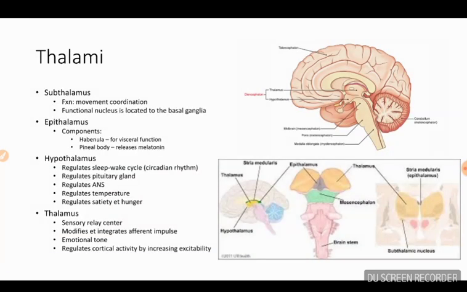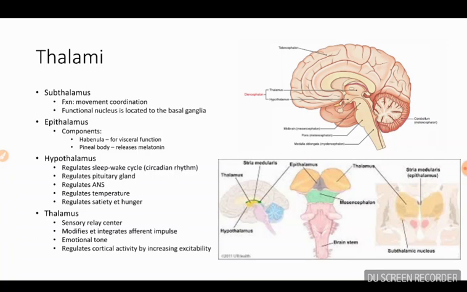Let's go now to the diencephalon or the thalami. First part is your subthalamus. Its main function is for movement coordination. Its functional nuclei is located at the basal ganglia. You have epithalamus. Your epithalamus has two parts. You have your habenula, which is responsible for visceral function, and your pineal body, which releases melatonin, responsible for sleeping.